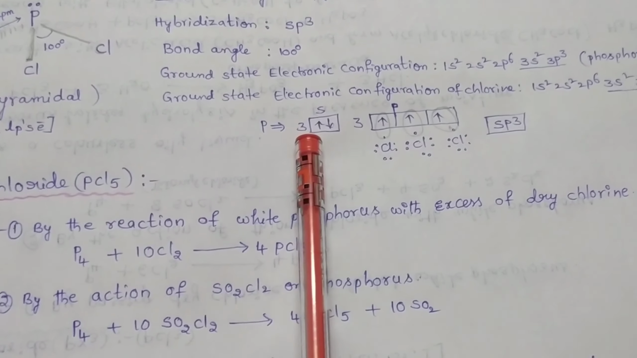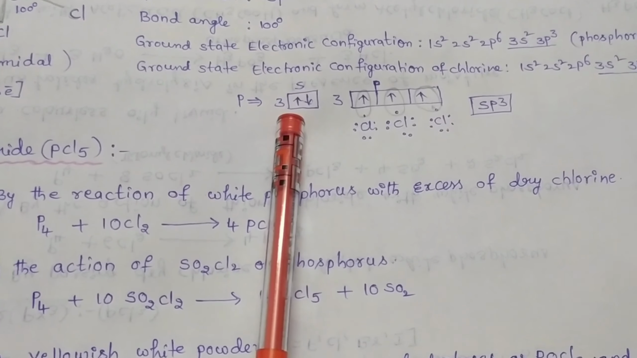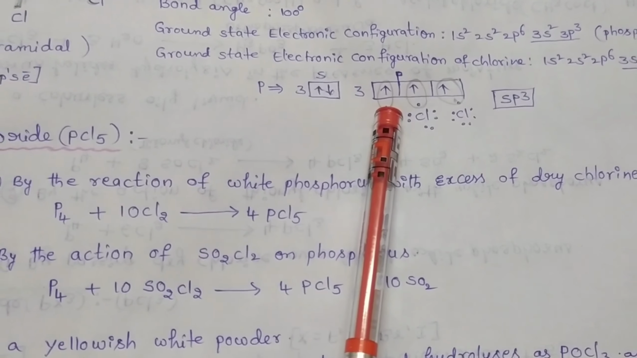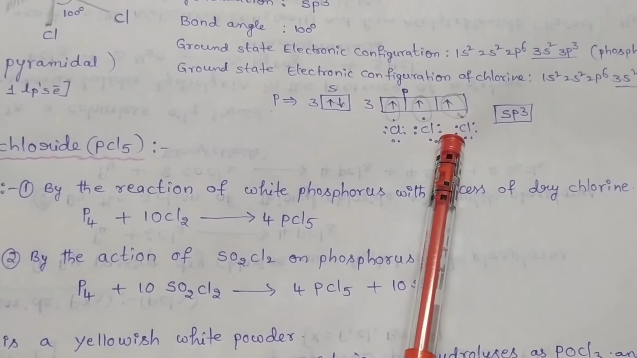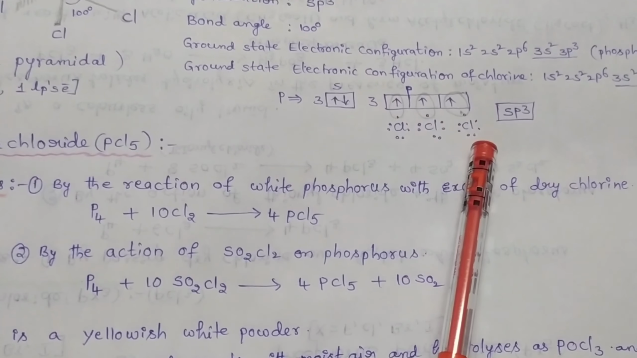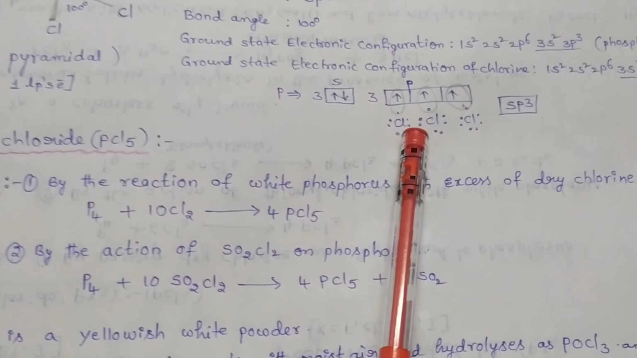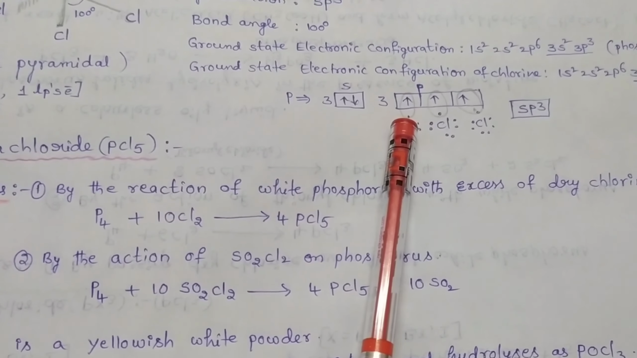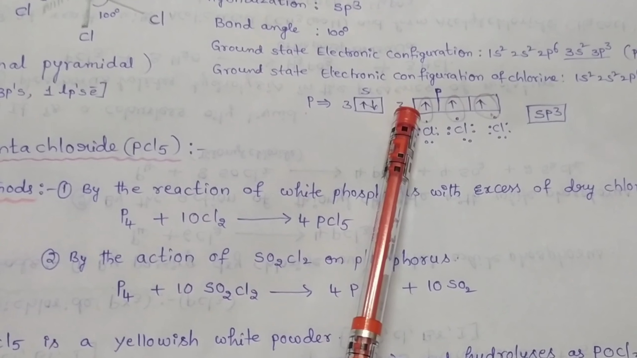That means in the valence shell, the third orbit contains 2 s electrons and 3 unpaired p electrons. In order to get an octet configuration, this phosphorus reacts with 3 chlorine atoms. Here the chlorine has 7 valence electrons. In order to get an octet, each chlorine combines with one p electron.